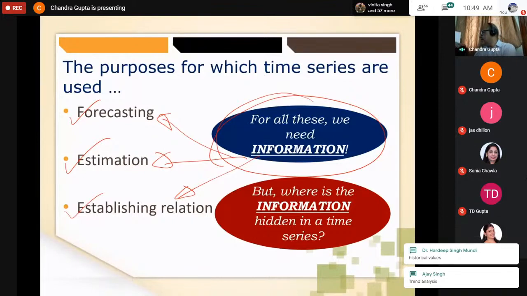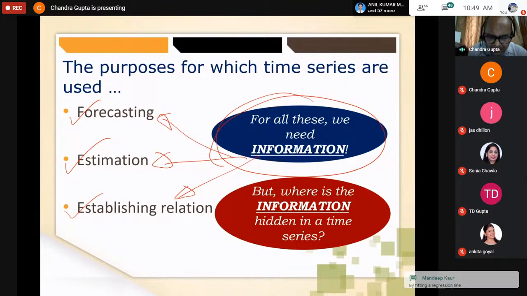Historical analysis, trend analysis, Ajay is saying, Aishwarya is saying data. Of course, data is having information, but in what part of the data you have the information, you have to appreciate that.